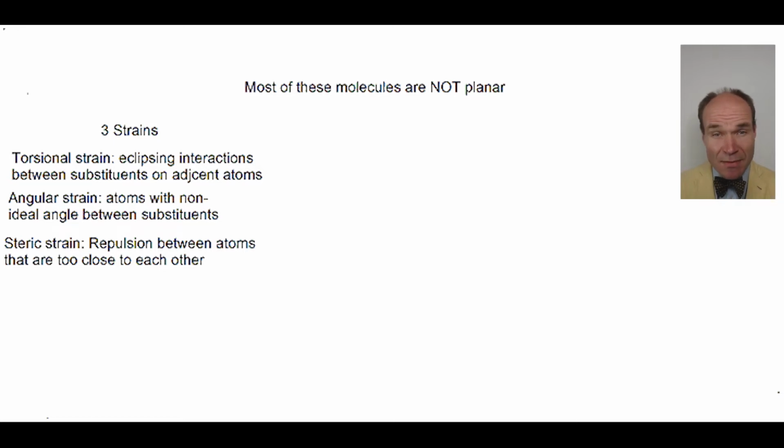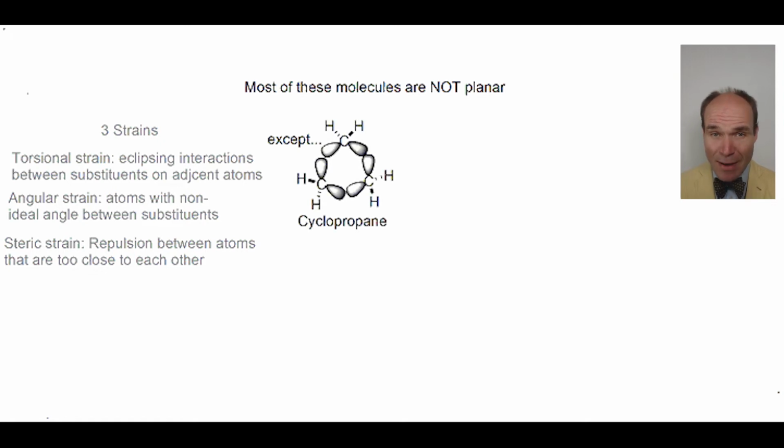We will start when thinking about rings with the smallest, the three-membered ring, and where all the atoms are carbons. This is cyclopropane. And ironically, given that I've just told you most rings are not flat, this is the only ring that is flat.